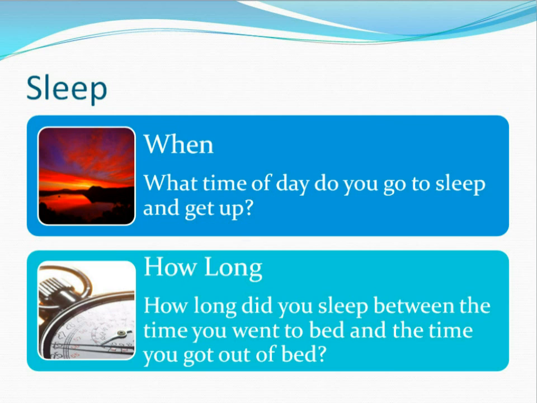And then, how long did you sleep? So we'll ask you to put down what time you went to bed, what time you got out of bed, and then between those 2 times, how long did you sleep? Because you might have woken up in the middle of the night or had trouble getting to sleep, or gotten up early and then gone back to bed. So those are the dimensions that we track in terms of sleep.